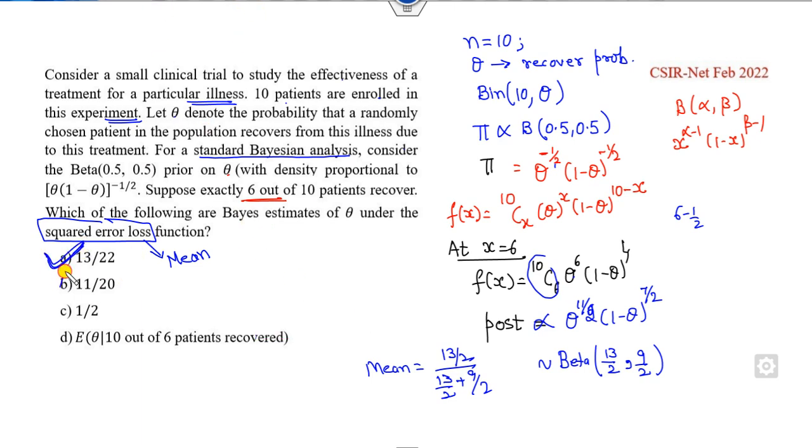Fine. So if this is there, this option cancels, this option cancels. Now this is the prior, this is the posterior, so theta given x. Fine, because I have taken the observation, 6 out of the 10. So this answer is here. This is a simple way.